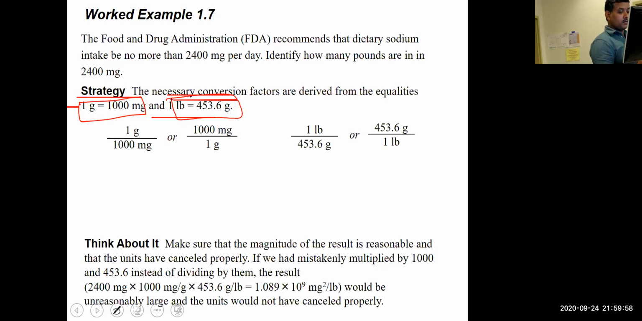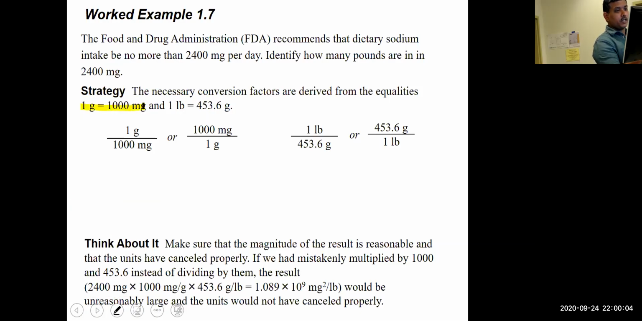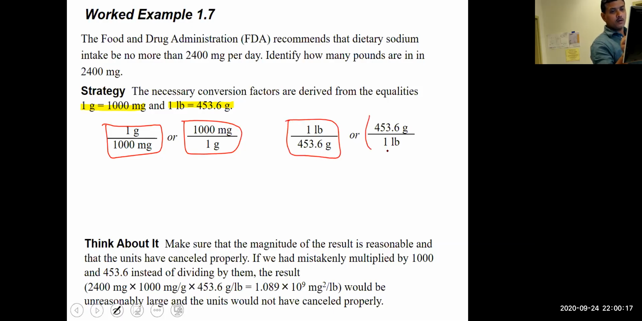So these are the 2 equalities that you have, and you're going to write 4 different conversion factors that are possible, and you might use any one of these. So now let's see which one you can use.